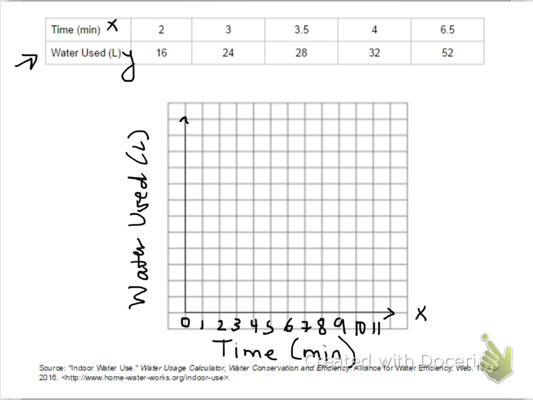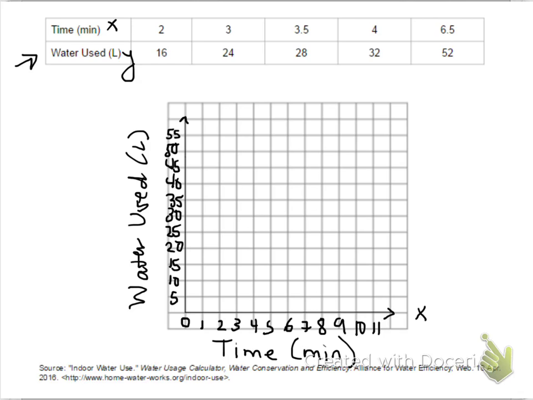Okay, water used. We have our lowest number is 16 and our highest number is 52. So we have about 10 or 11 spaces along the side, so I think we should go by 5s. We start with 0, we go 5, 10, 15, 20, 25, 30, 35, 40, 45, 50, and then up here we'll have 55.